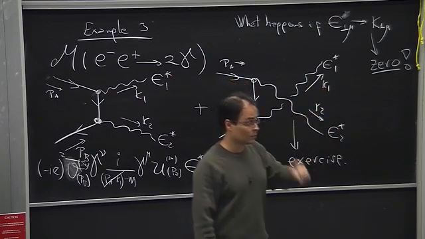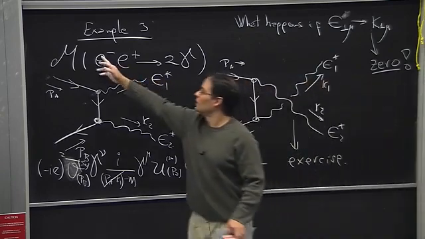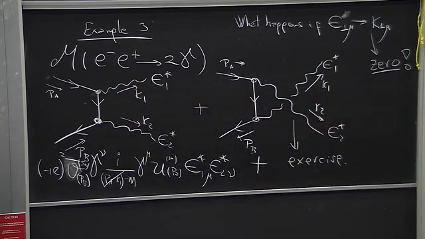Yes. So if I follow your suggestion, the internal line would flip the arrow. Oh, that's right. So there is no symmetry. You cannot exchange the two. We don't have two identical particles. In this case, we have a positron and an electron.